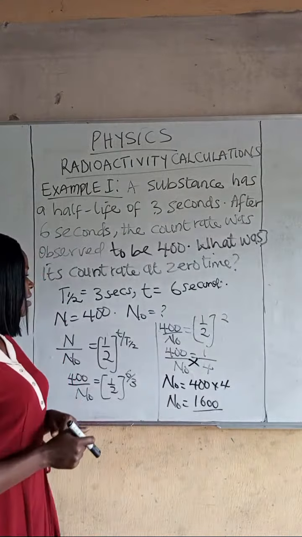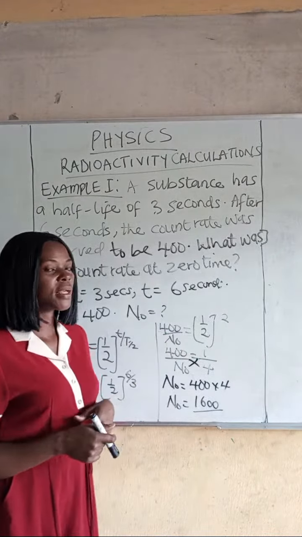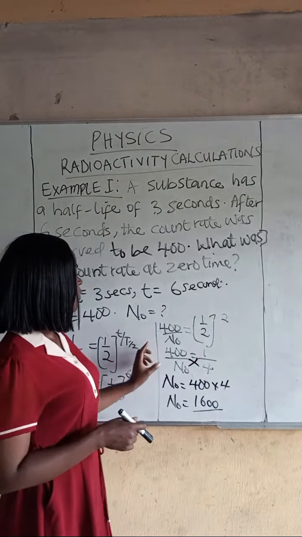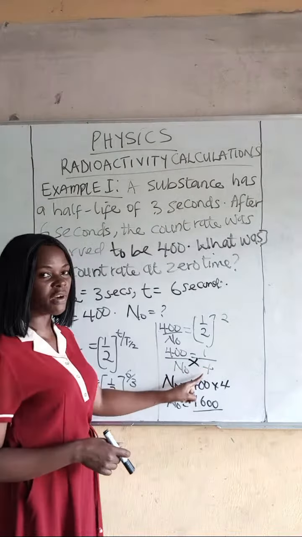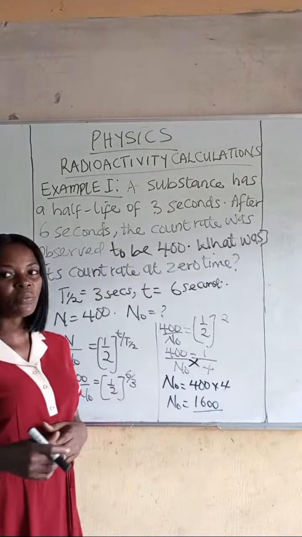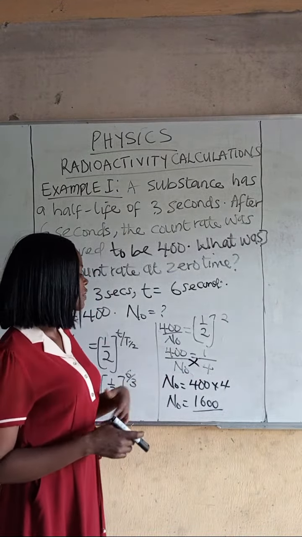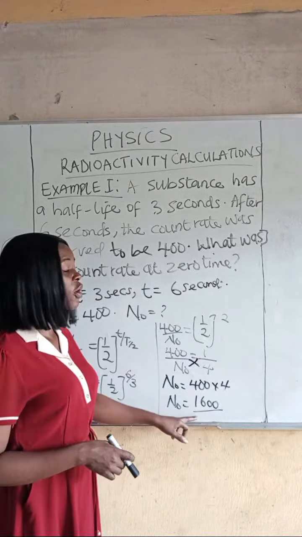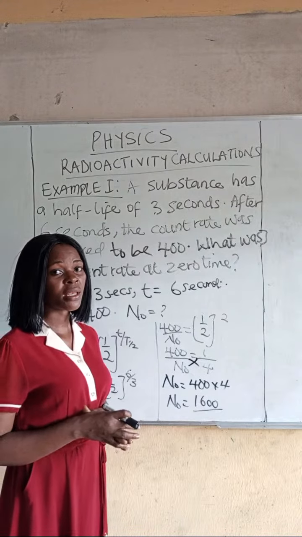Then the next thing to do is to remove this power. 1 squared is going to give me 1 and 2 squared is going to give me 4. So I'm going to have 400 over N naught equal to 1 over 4. So I cross multiply. If I cross multiply, what do I have? 400 times 4 is going to give me 1,600. And that becomes my original number of atoms before decay. Is that okay now? All right.